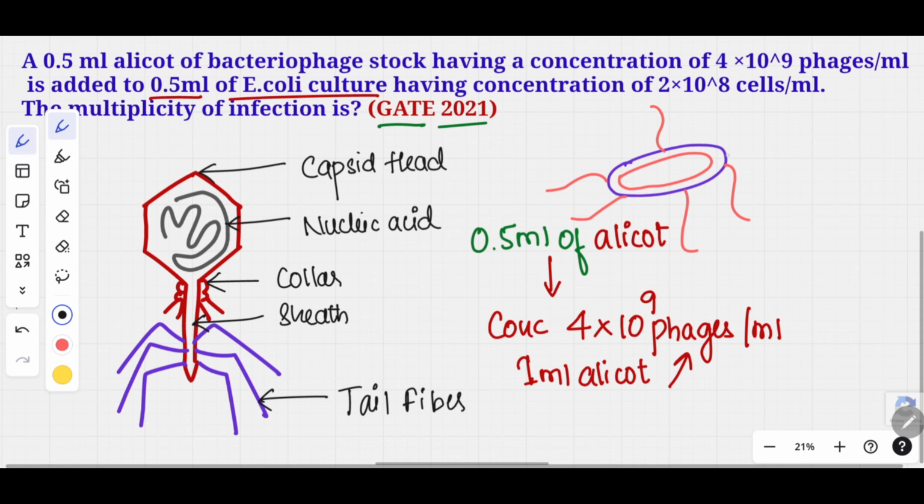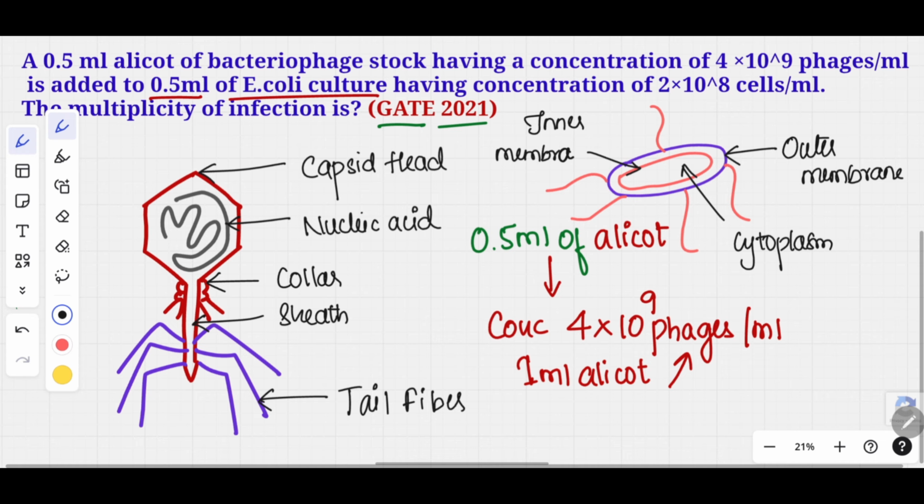So this has an outer membrane, and definitely there is a cytoplasm, and there is an inner membrane. This is the inner membrane, and these projections are nothing but, what are these projections? This is nothing but a flagella. These are nothing but flagella.